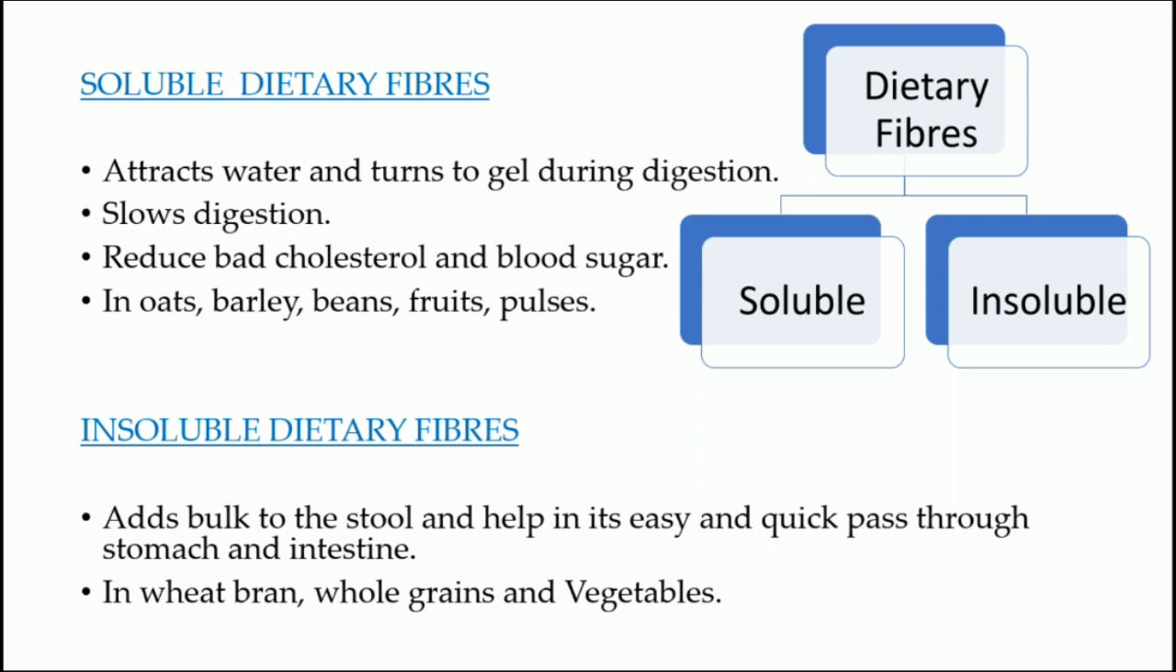They help in reducing bad cholesterol and blood sugar. Examples: soluble dietary fibers are present in oats, barley, beans, fruits, pulses, etc. That is why oats are considered a very good option for breakfast. The second is insoluble dietary fibers. As the name suggests, they do not solubilize in the body. They add bulk to the stool and thus help in the easy and quick passage of the stool through the stomach and intestine.